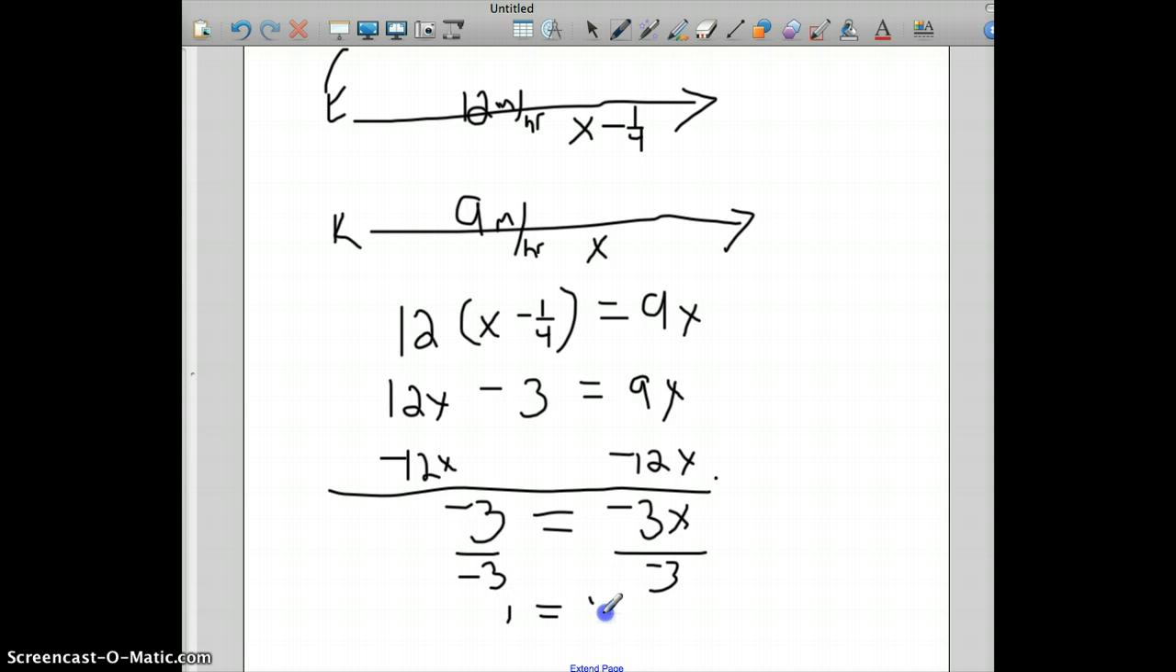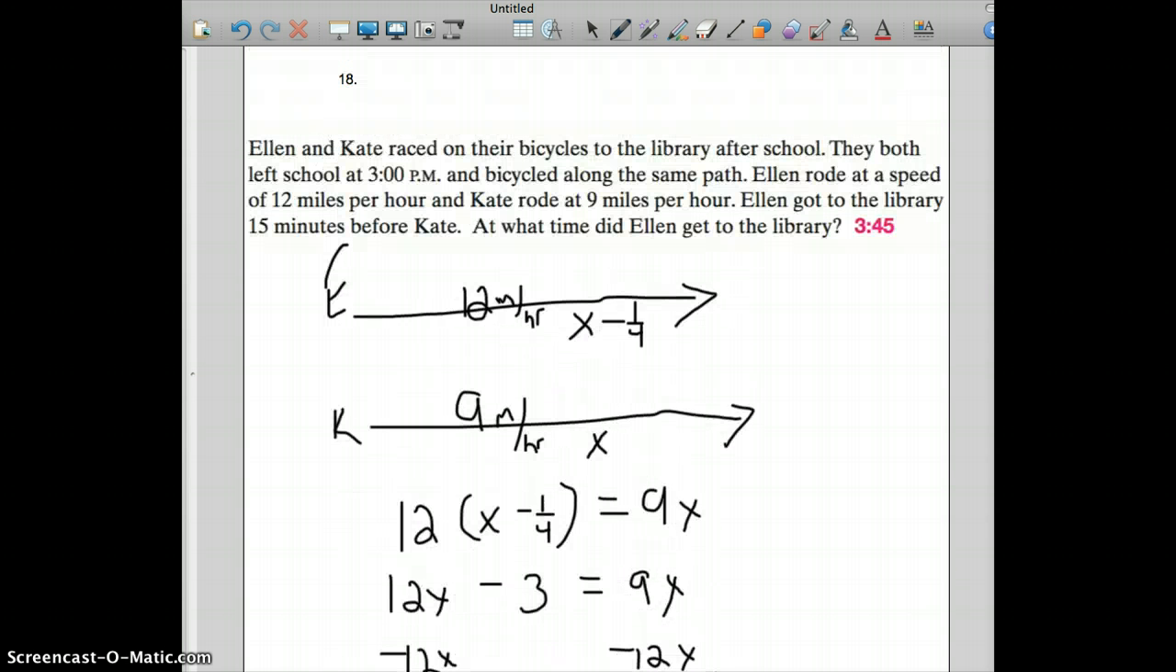That represents 1 hour. If we go back up to our problem, we get 1 hour for X, which is Kate's time. So if she left at 3 o'clock, Kate's going to get to the library at 4 o'clock, and her friend Ellen will get to the library 15 minutes or 1/4 of an hour before Kate, which is 3:45.